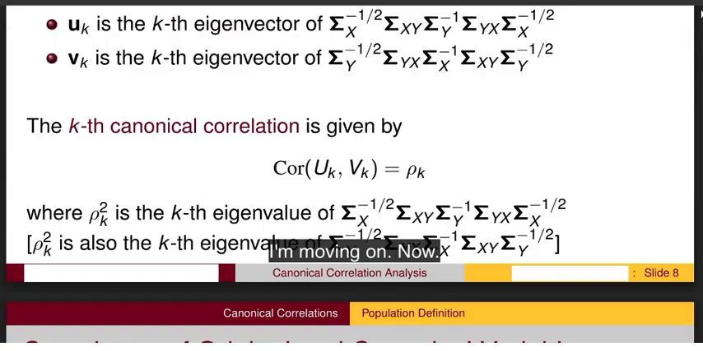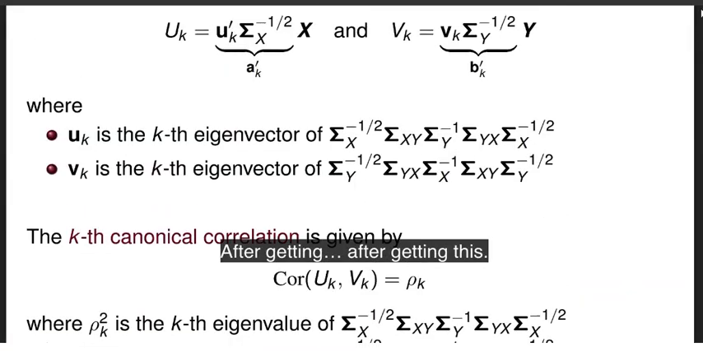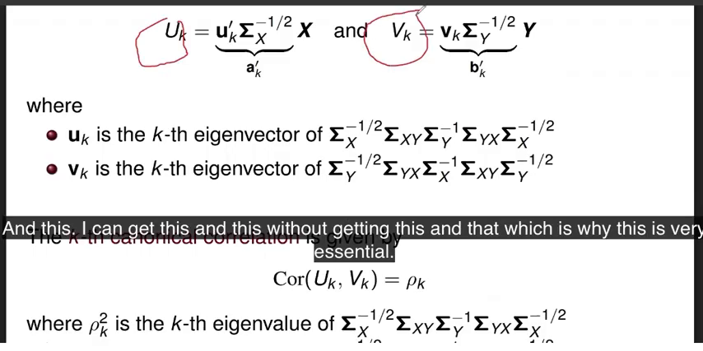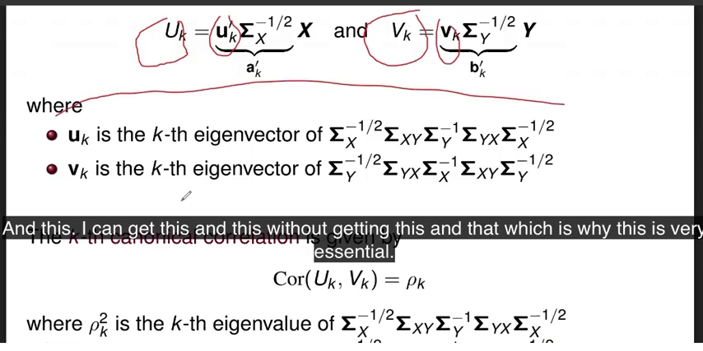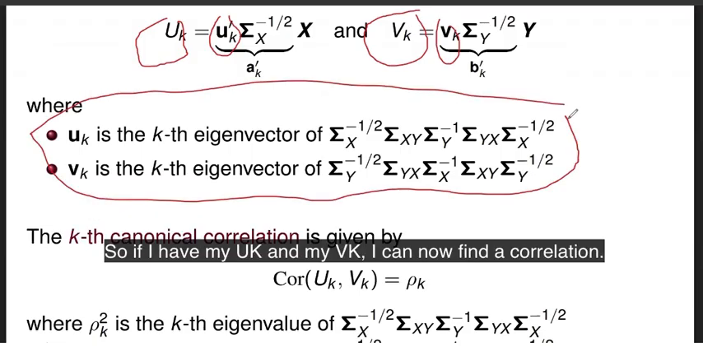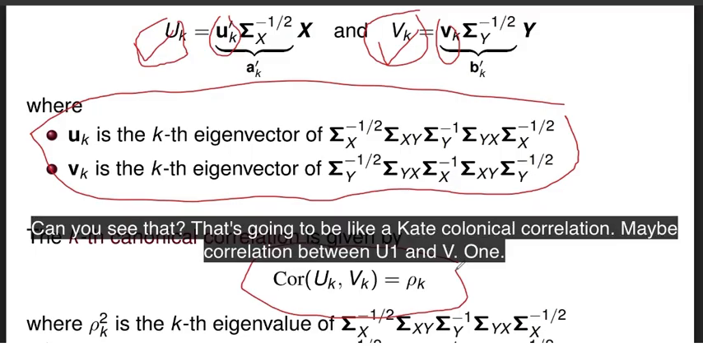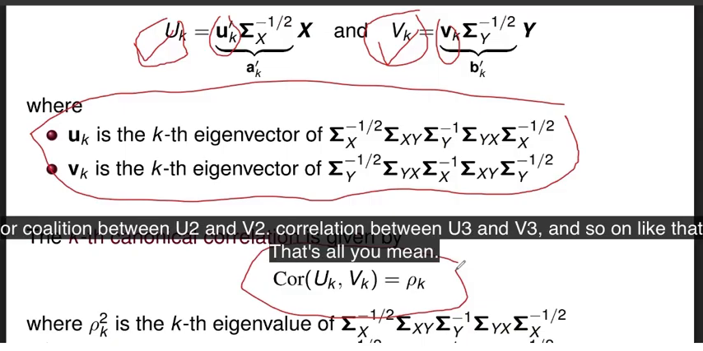Now, after getting this and this, I can't get this and this without getting this and that, which is why this is very essential. So if I have my UK and my VK, I can now find a correlation. Can you see that? That's going to be the Kth canonical correlation. Maybe the correlation between U1 and V1, or between U2 and V2, or between U3 and V3, and so on. That's what it means.